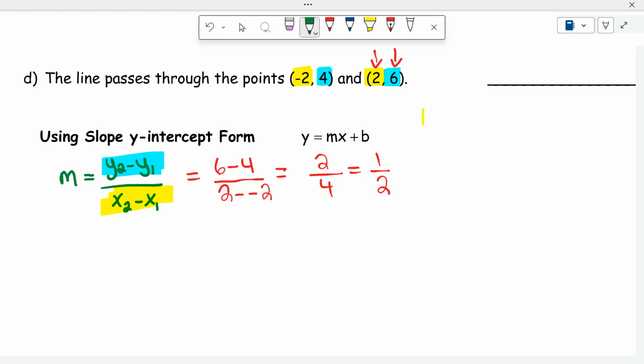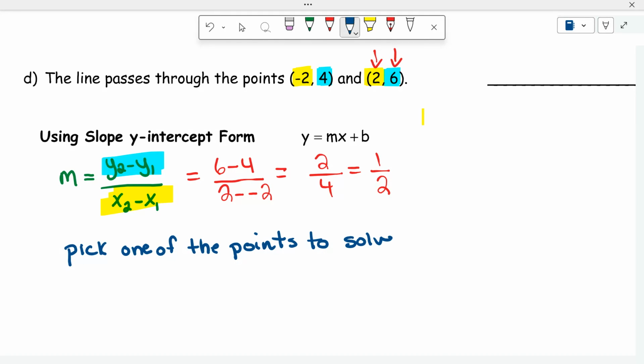All right, so which point do you guys want to use? So now we have to pick one of the points. So this is kind of your instructions that you're doing in your head. I'm writing it down so you guys can visually see what you need to think about. So you pick one of the points to solve for b.